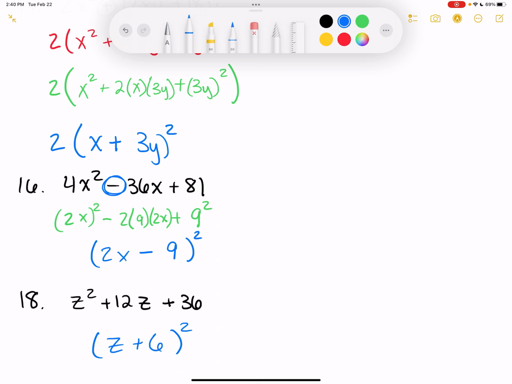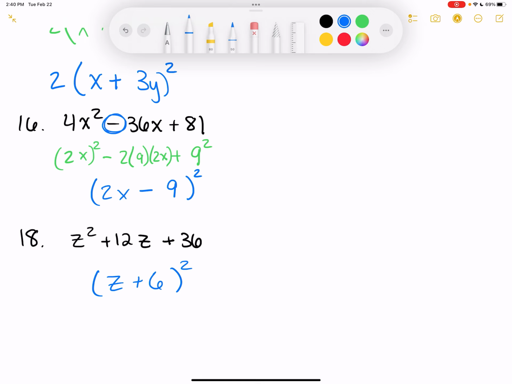More often than not, if the first and the last thing are perfect squares, the middle is going to be something that makes it a perfect square trinomial. I don't think they're going to do anything to try to trick you in this book with that. The Algebra 2 book, on the other hand, not so nice. But if you see that, then all you have to do is write whatever the first thing is that's being squared, whatever the second thing is that's being squared, and then keep the sign of the middle term and square the whole thing.